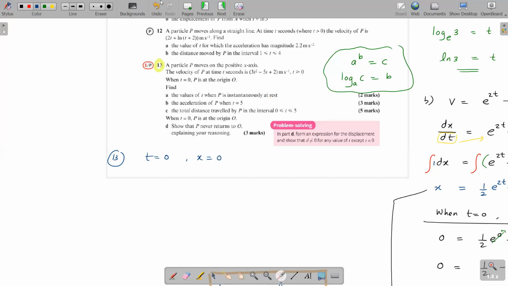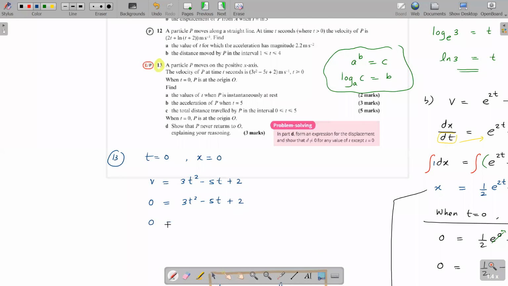What do you mean by instantaneously at rest? At rest means what do you make equal to 0? Velocity, not displacement, not acceleration. Instantaneously at rest means your velocity is 0, because velocity is what describes the movement. Velocity 0 means you completely stop, you come to a halt. So you make your velocity, 3t² minus 5t plus 2, equal to 0.